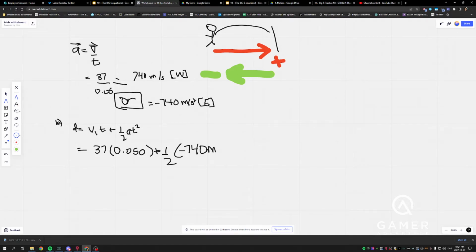Sorry, this should be squared here. I just noticed that typo. Per second squared east. You don't have to write that. I haven't been writing those. And then I'm also going to write my time, 0.05 squared.